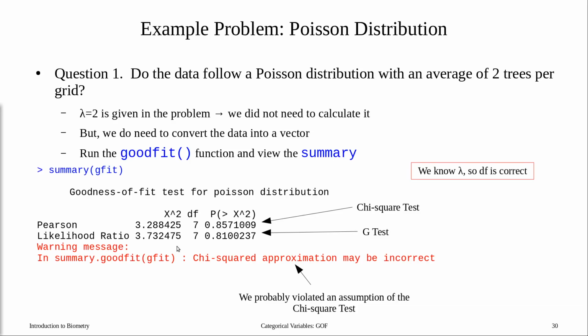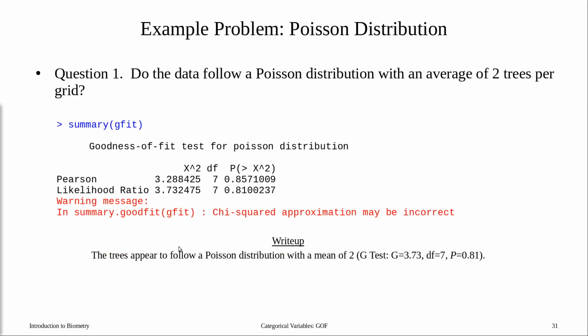So is lambda equal to 2? Yep, for these data, it looks like lambda is equal to 2. So trees appear to follow a Poisson distribution with a mean of 2. I use my g-test. I give the g-test statistic, degrees of freedom 7, and the p-value of 0.81.